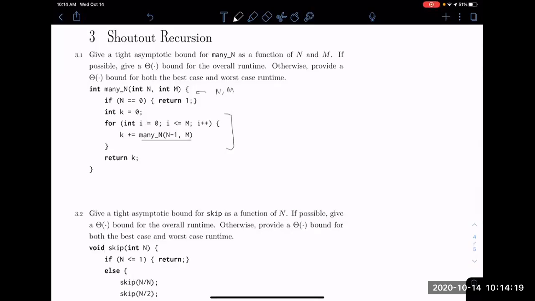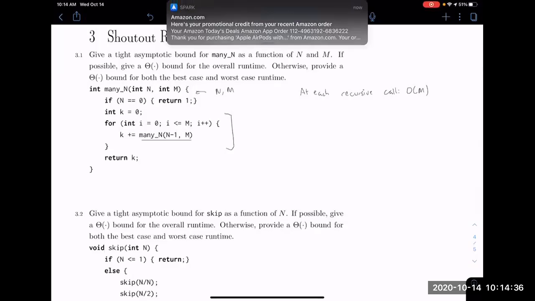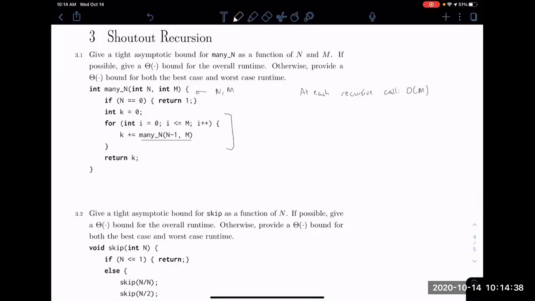So it looks like at each layer, at each recursive call, we can't get around this. We have to do O of m. We have O of m runtime for each recursive call because we have this for loop that loops from 0 to m, and there's no other way around it. And let's look at the branching factor next.